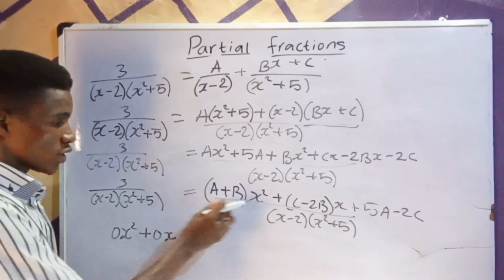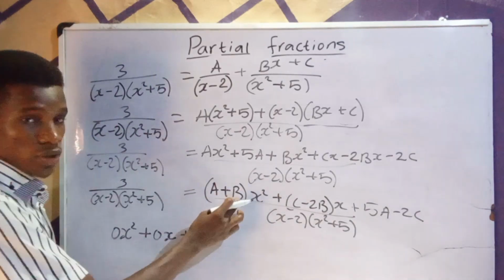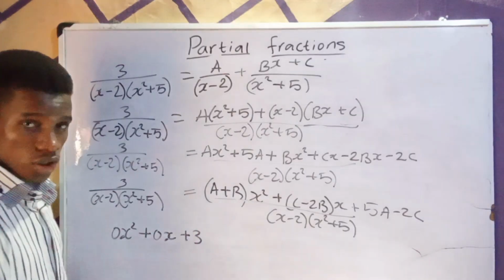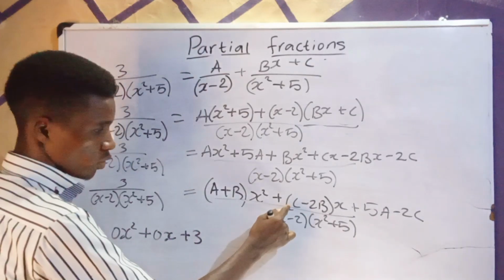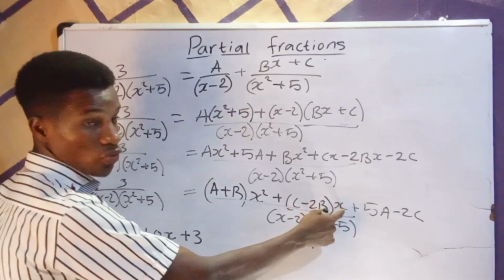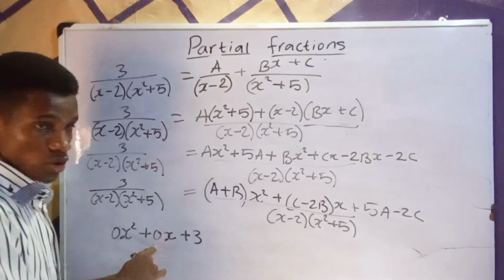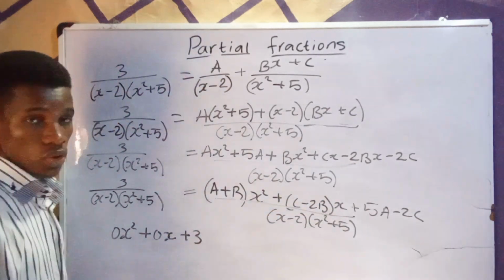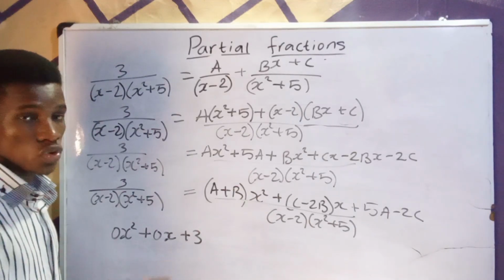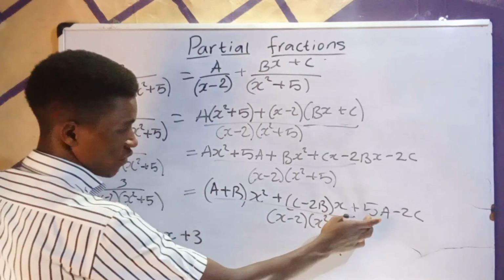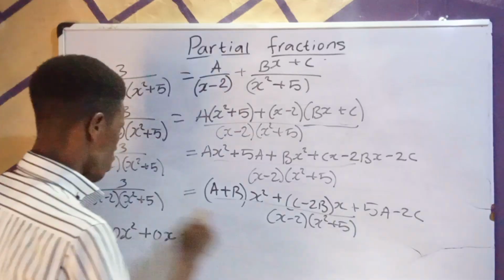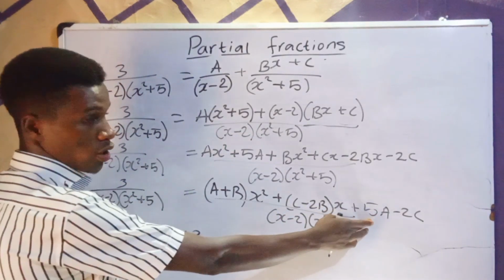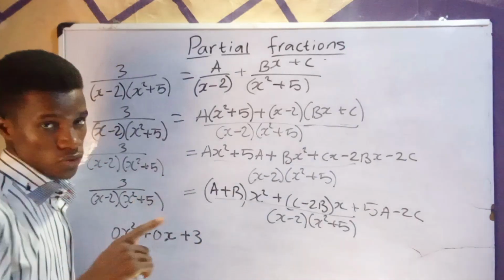So if we compare coefficients, the coefficient of x squared here is a plus b. The coefficient of x squared on the other side is 0. So we say a plus b equals 0, right? The same thing happens here. c minus 2b is the coefficient of x here, and the coefficient of x on the other side is 0. So we are comparing the coefficients. We say that c minus 2b equals 0. So we also say c equals 2b. Then here we say 5a minus 2c is equal to 3, because they are the constants. This one is the coefficient of x raised to power 0, which is 1.